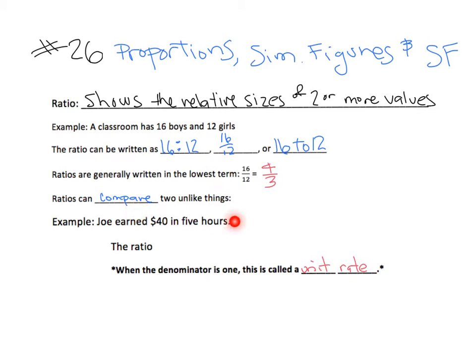Ratios can compare two unlike things. So, for example, let's say Joe earned $40 in 5 hours. We can set up our ratio with dollars over hours, which would mean we're talking about 40 over 5 hours. If we reduce that, because we need to be in simplest terms, we would reduce that to 8 over 1, which basically means that we make $8 in 1 hour. Now, there's a special name for this type of ratio because the denominator is 1, and we call that a unit rate.